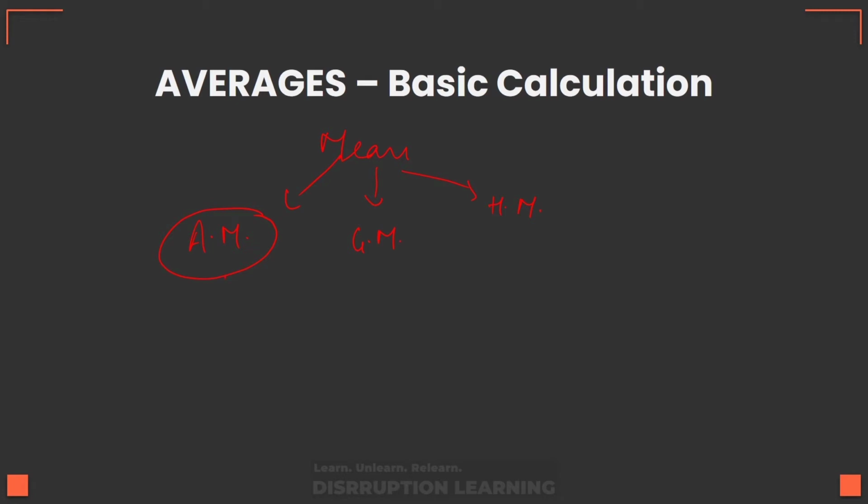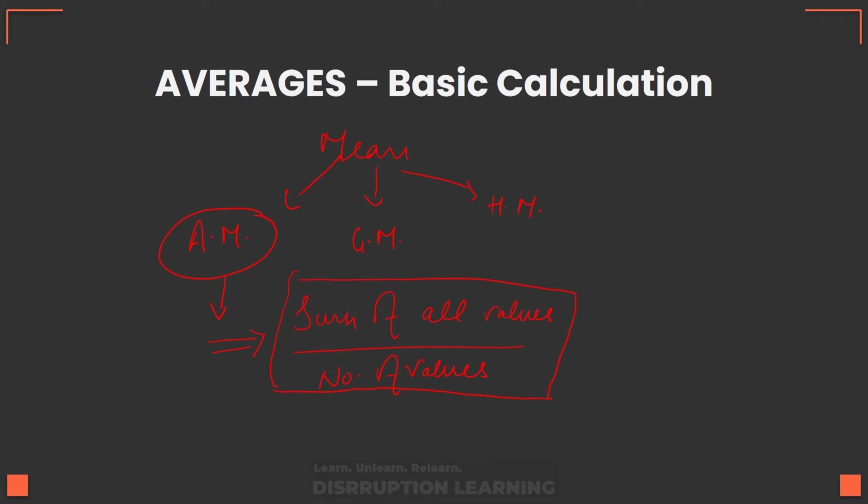To explain arithmetic mean, we just need to understand a simple equation: arithmetic mean is equal to the sum of all values divided by the number of values in a group. Again, very simple. To find the arithmetic mean of a group of numbers, you just need to keep the sum of all values as the numerator and the number of values in that group in the denominator.